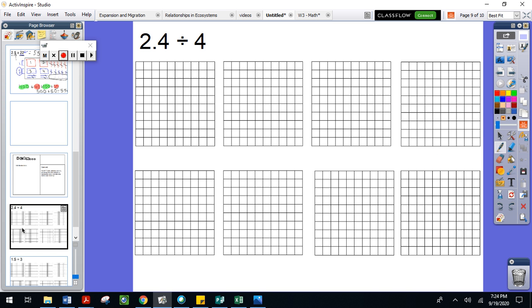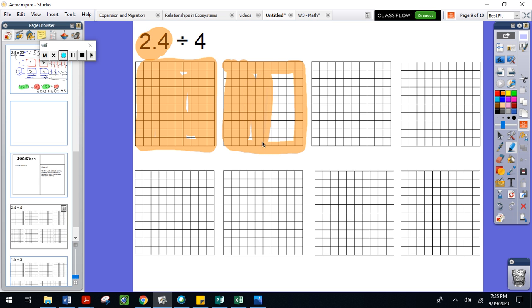So if we start with 2 and 4/10 and we divide this by 4, what we're going to do is illustrate this decimal. To illustrate this decimal, we have to think about this representing two whole shapes. So we color in two whole shapes. 1, 2. That gives me my two whole shapes that I have.